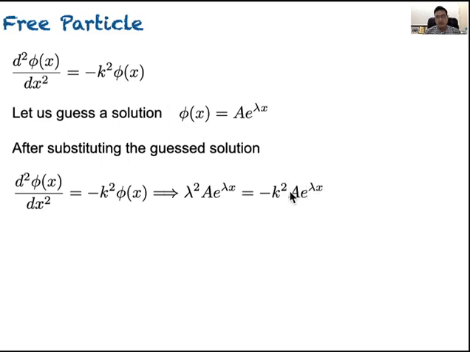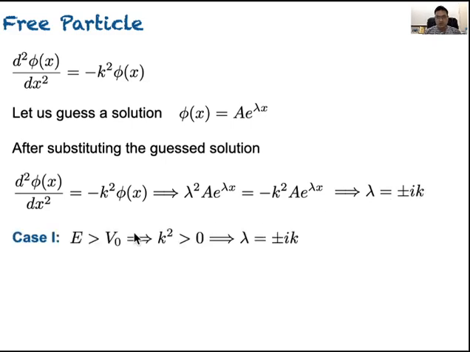Now you can see that a e^(λx) and a e^(λx) are the same on both sides. So then I can say that λ² is equal to −k², or λ is equal to ±ik. So now I have obtained the value of λ in terms of ik. So what are the possible solutions?